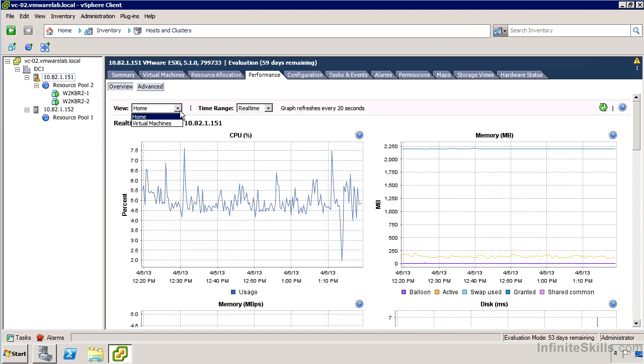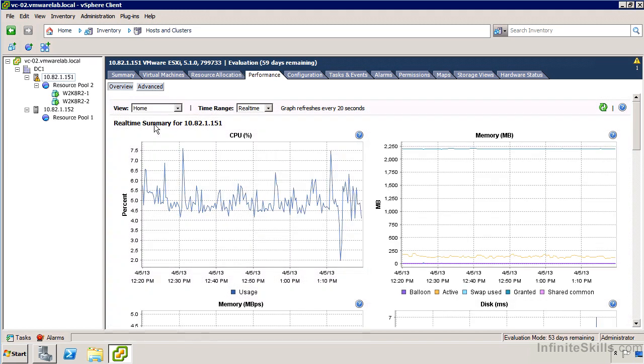You'll also see that we have a couple of views. In this case, at the host level, we have both a home view and a virtual machines view. And in the home view, we can see the key performance stats associated with the host. So we can see the CPU usage in total of the host. We can see memory usage, and we can see different types of memory.